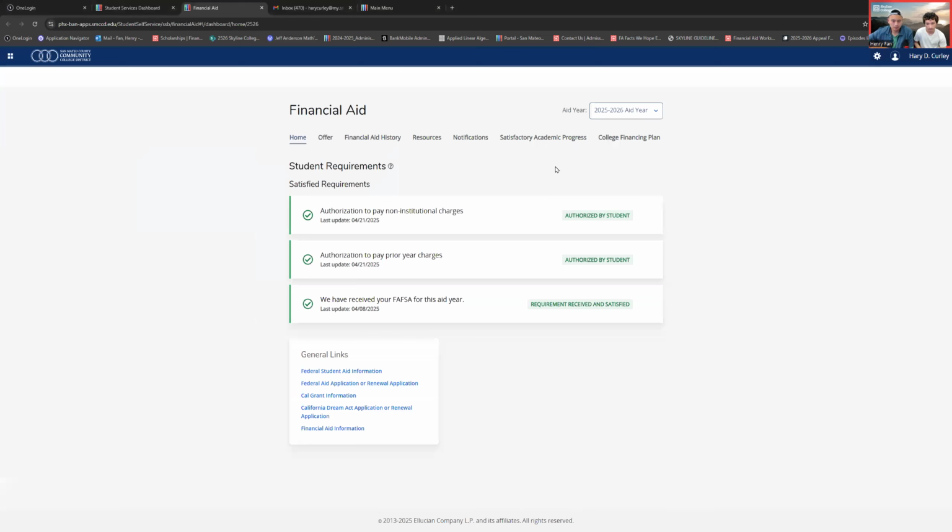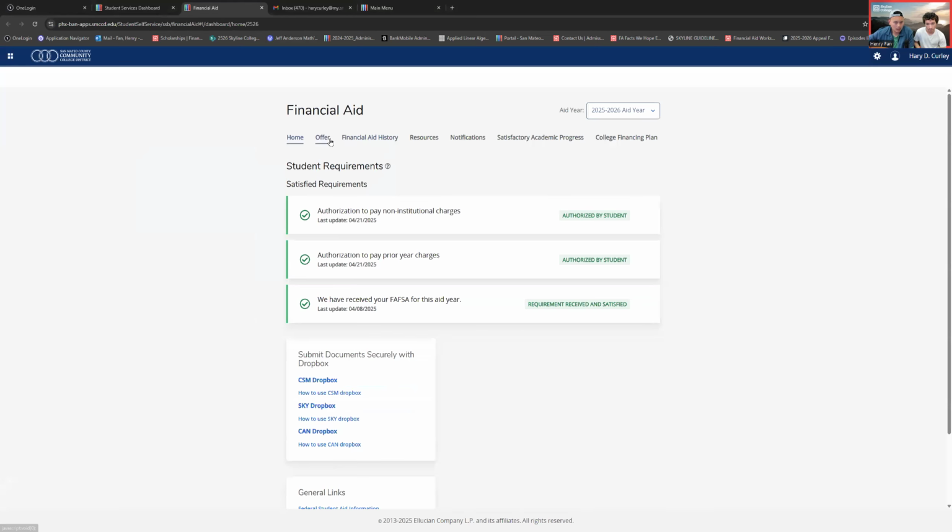And from here, if you have any requirements, please read them. Harry has done a great job of authorizing to pay non-institutional charges and pay prior year charges. If you don't authorize this, it's not a big deal, but you will have to pay any charges that are outstanding. Otherwise, you'll have registration holds.